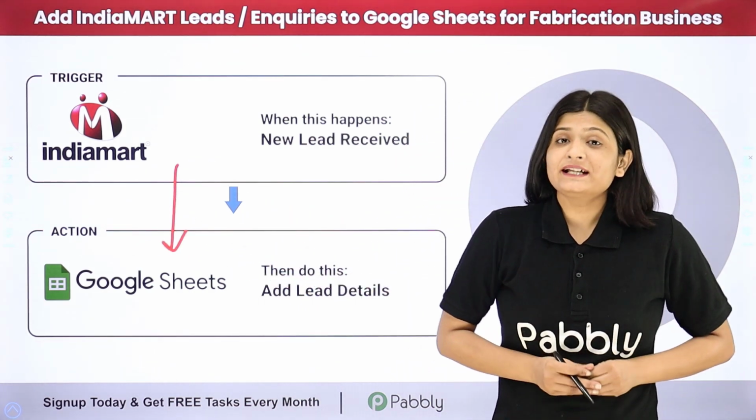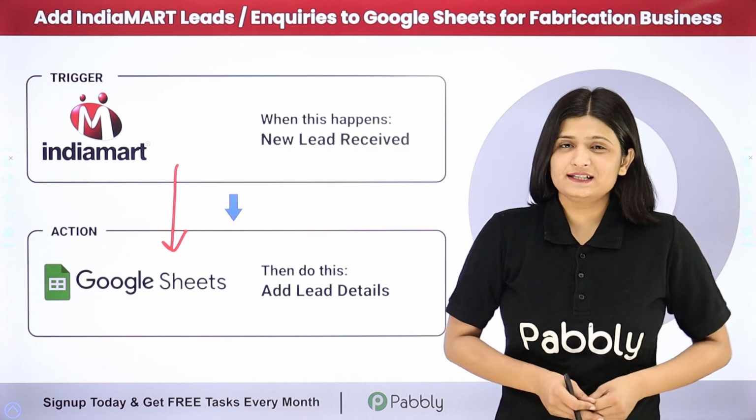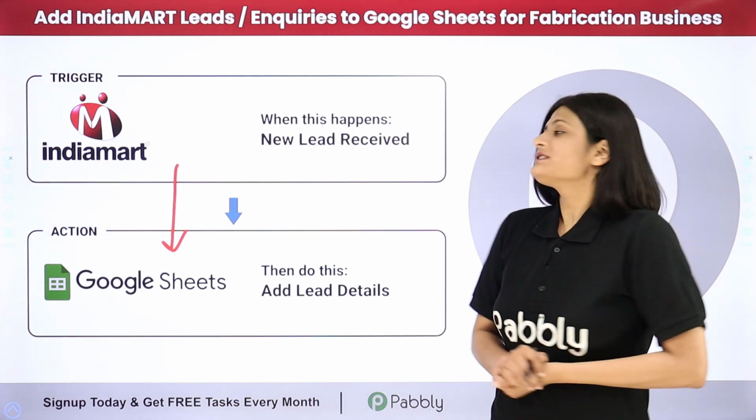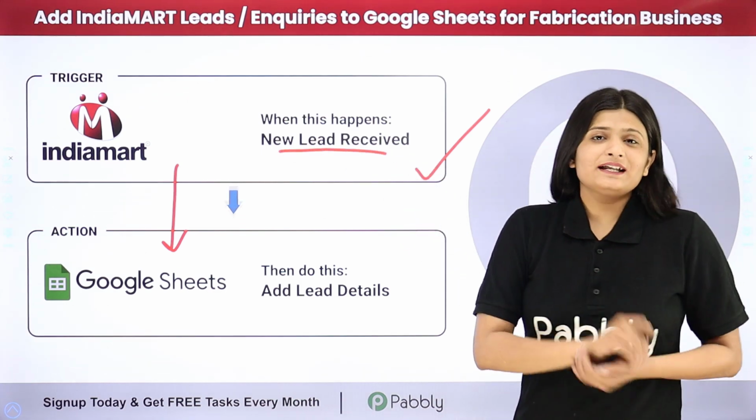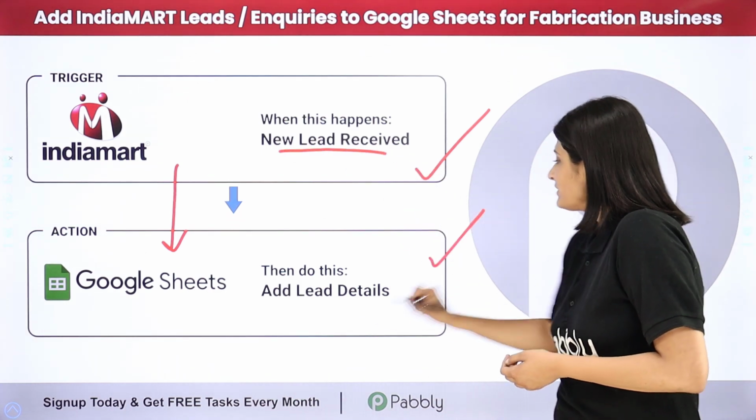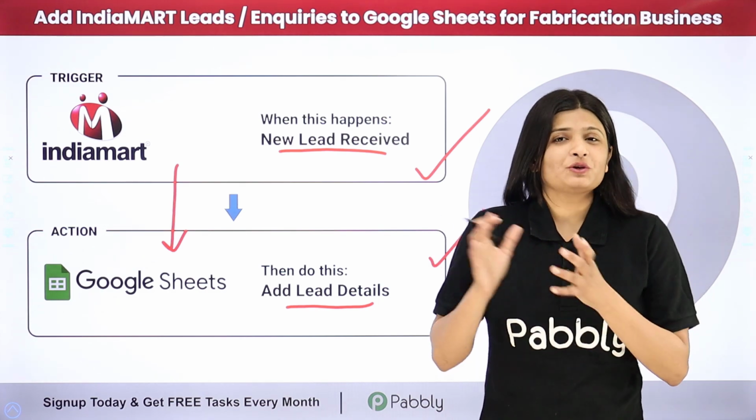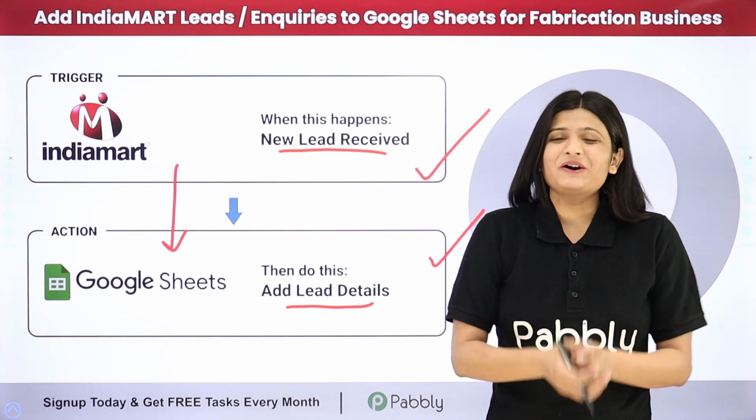With the help of Pabbly Connect, I am going to build this connection in such a way that whenever I receive a new lead or inquiry in my IndiaMART, it will be automatically added to my Google Sheets. If you want to learn this amazing automation step by step, then let me take you to my screen.